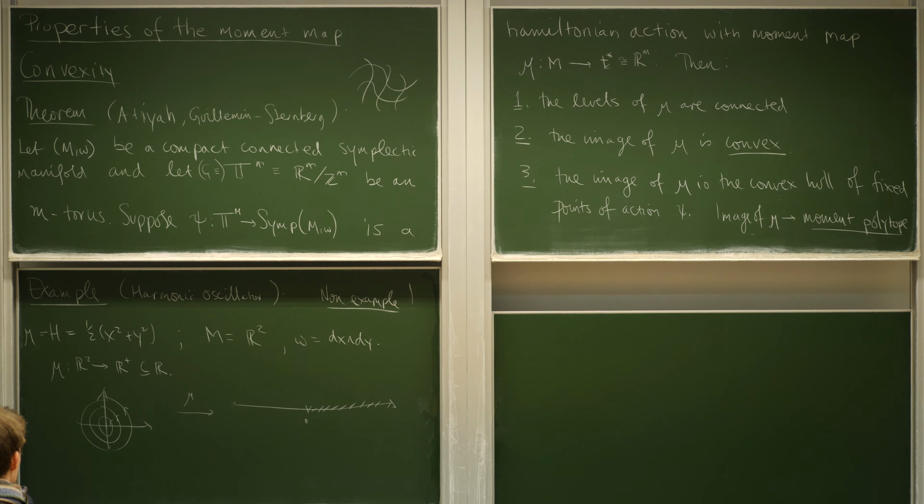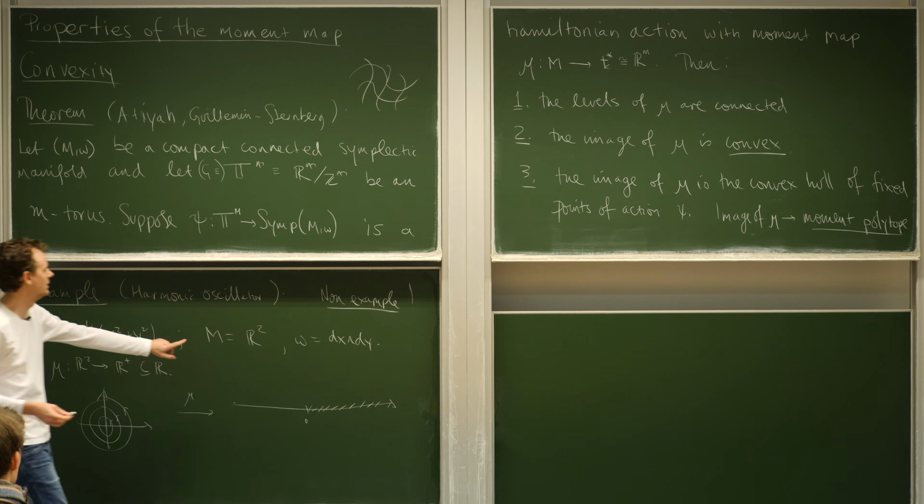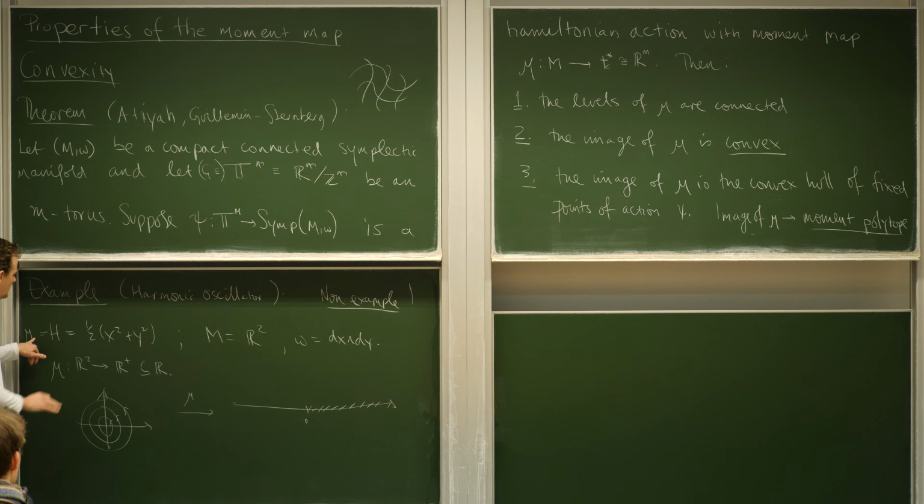It's certainly enjoyable to think about what would happen if you had a torus action on a 4-dimensional plane. So you replace R2 now with R4, and you have a torus acting on that space. It's interesting to think about the level sets there.